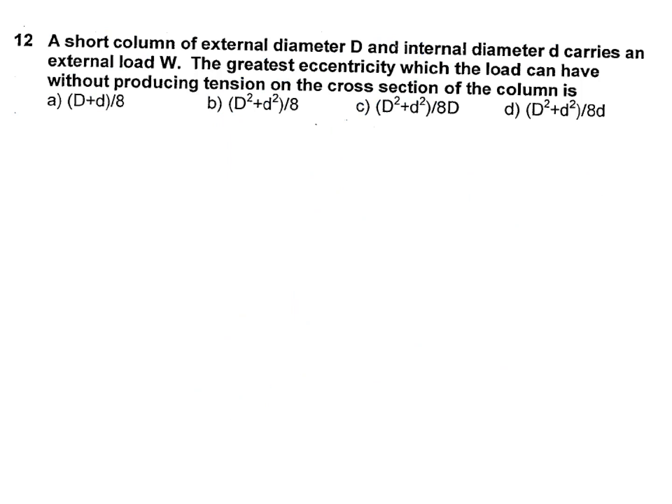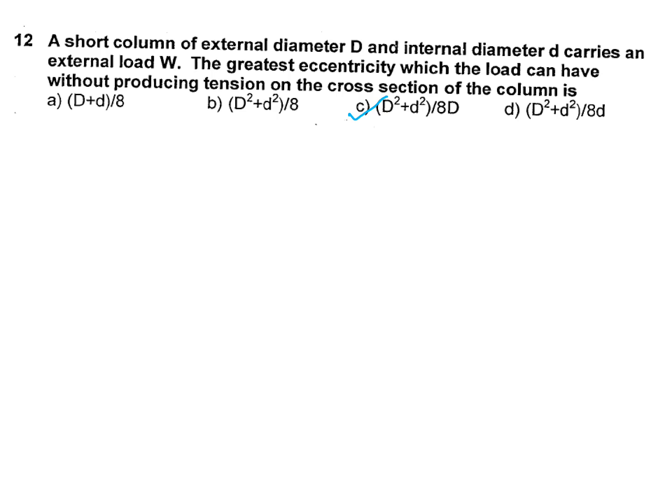Next question. A short column of external diameter D and internal diameter d carries an external load W. The greatest eccentricity which the load can have without producing tension on the cross section of the column is. Its derivation is very lengthy. Directly remember it, because it is very repetitive in nature. This question was asked 3 times in ISRO, and the same question was asked in IES. In other examinations also it is asked, so it is better to remember that formula itself. Its answer is C. Derivation I am also doing here.